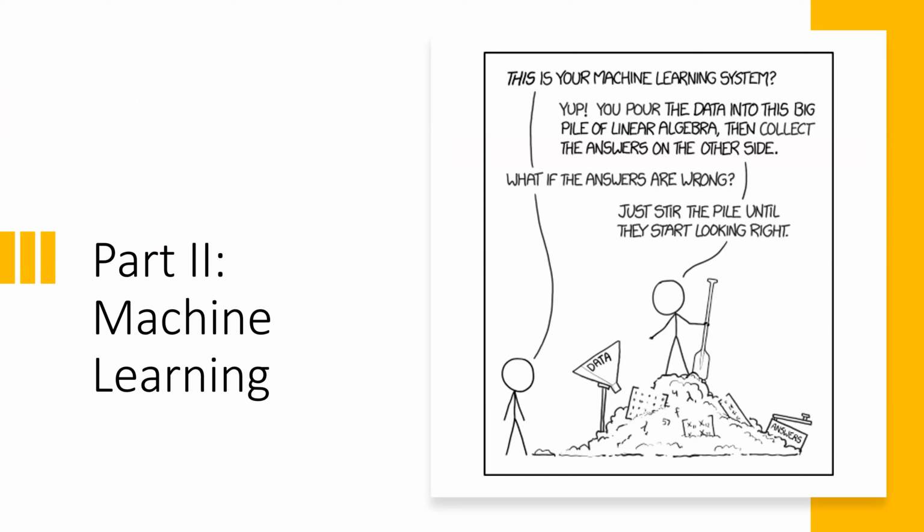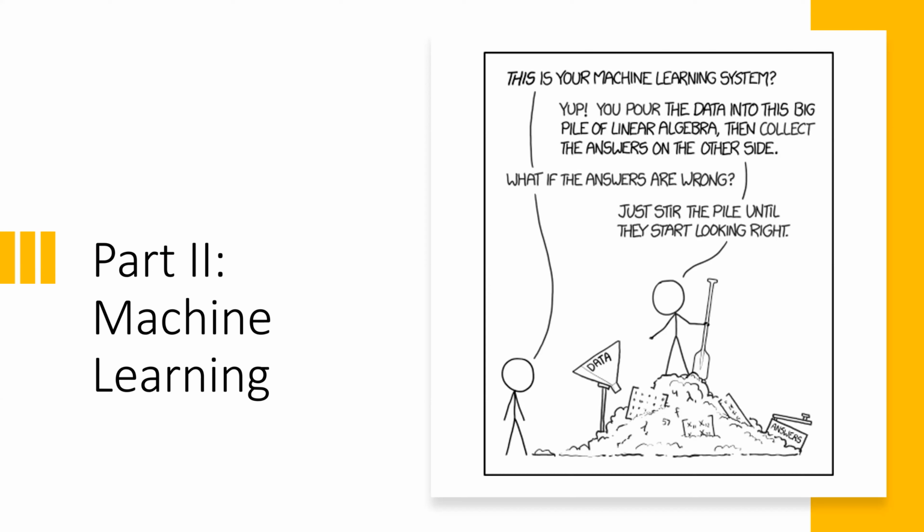This is a nice XKCD that actually pretty accurately describes what you do in machine learning. So I'm just going to read it real quick. Guy on the left says, this is your machine learning system. Yup, you pour the data into this big pile of linear algebra, then collect the answers on the other side. What if the answers are wrong? Just stir the pile until they start looking right.